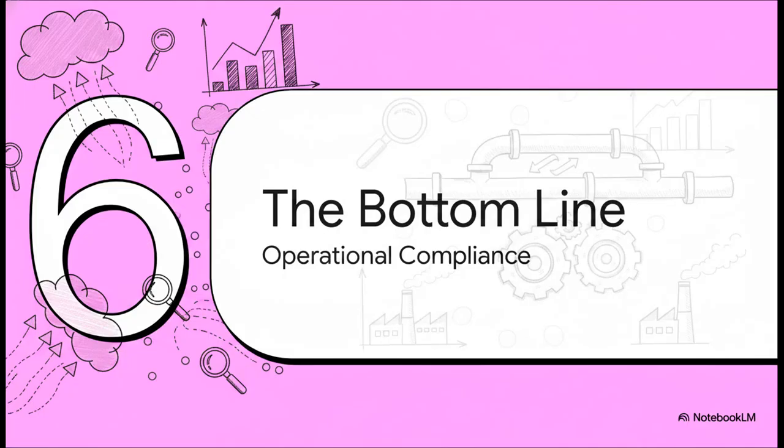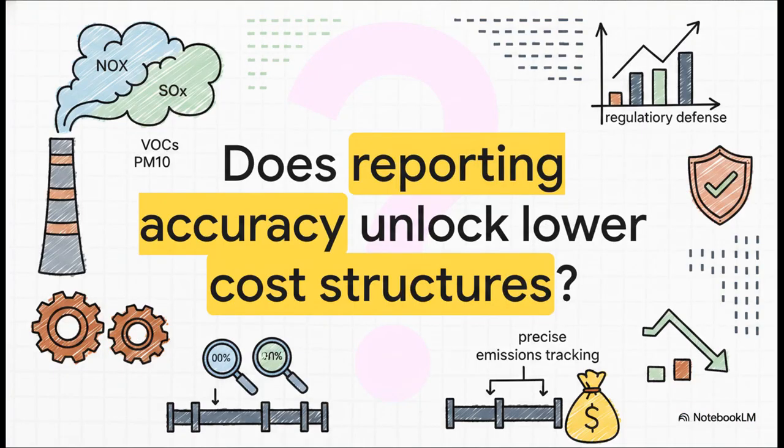And finally, Section 6, the bottom line, operationalizing compliance. As you go out and gather your metric tons for NOx, SOx, VOCs, and PM10, I want you to consider this. Precise emissions tracking isn't just about regulatory defense, and it isn't just about satisfying the SASB framework. It actually provides the exact baseline data your organization needs to identify hidden inefficiencies, optimize your processes, mitigate localized risks, and truly modernize your midstream operations for a significantly lower cost structure in the future. Accurate reporting is literally the first crucial step to active management.